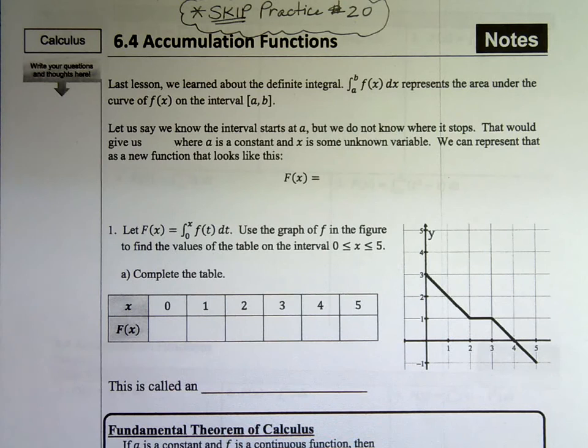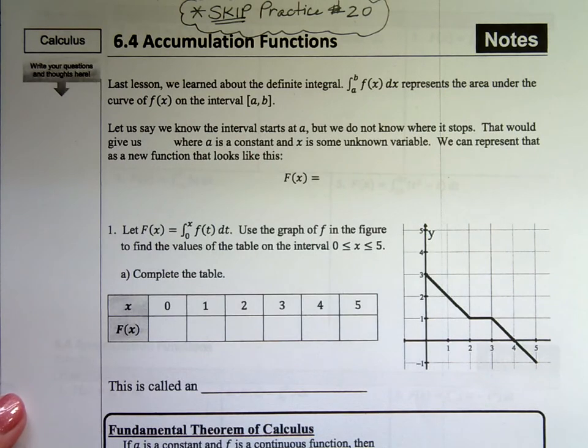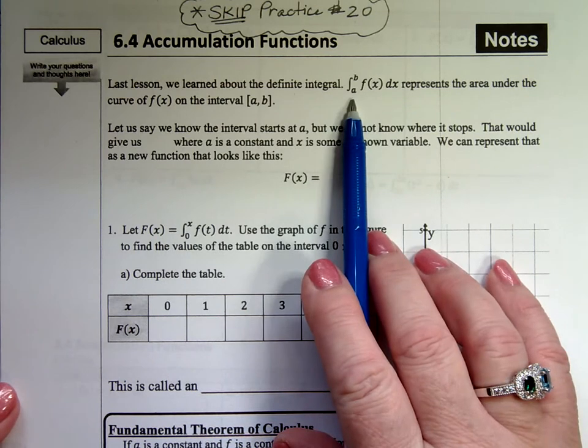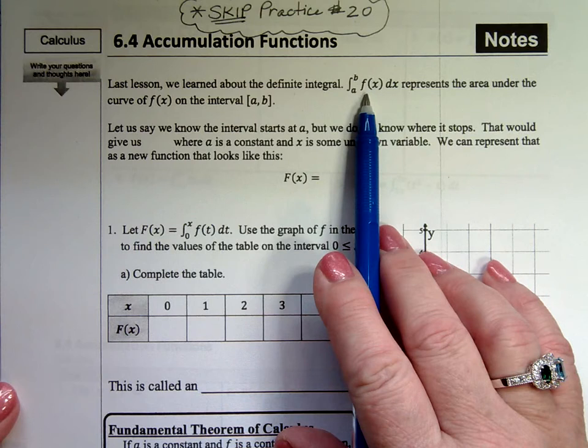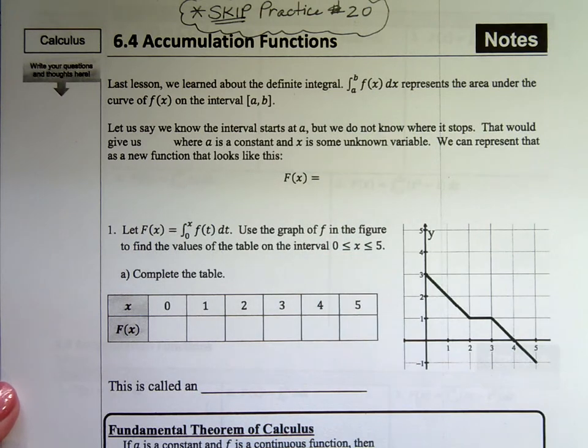This one's on section 6.4, accumulation functions, and actually has something in it that is very important to us called the fundamental theorem of calculus. So one of the things you want to take note of is that we're going to skip practice number 20. You do not have to do that. And so in the last lesson we learned about the definite integral, going from a to b, a lower limit and upper limit of some function with respect to x, represents the area under the curve of f of x on the interval from a to b.